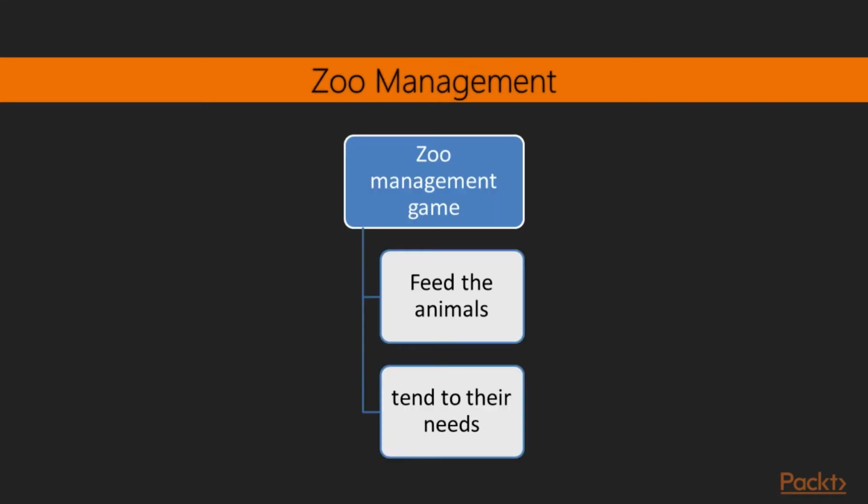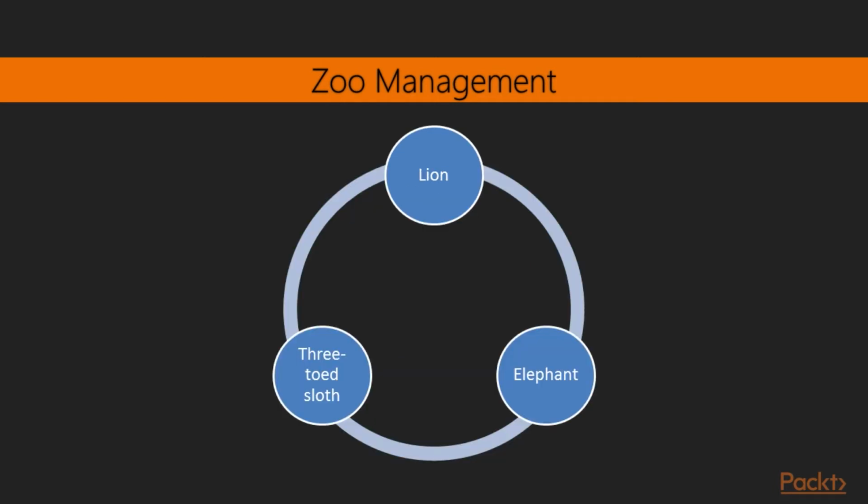Let's discuss an example. Suppose we want to use polymorphism to help write a zoo management game where we have to feed and tend to the needs of animals. We will probably want to have a function such as feed. We will also probably want to pass an instance of the animal to be fed into the feed function. A zoo, of course, has many types of animals: lion, elephant, and three-toed sloth.